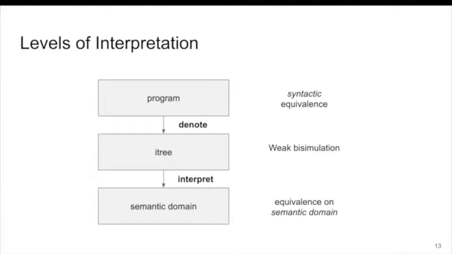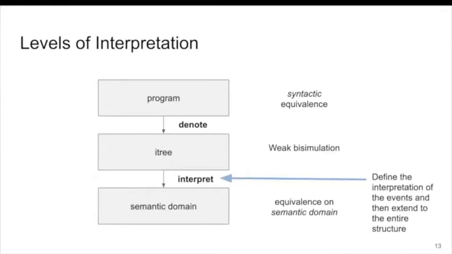So now that we've talked about our combinators a bit, and we've got a sense of how denotation can work, we can move on to interpretation. So how we interpret these iTrees is we define the interpretation on the event, and then we can automatically extend that over the entire structure. The way that we do this is closely related to algebraic effects, if you're familiar with that.